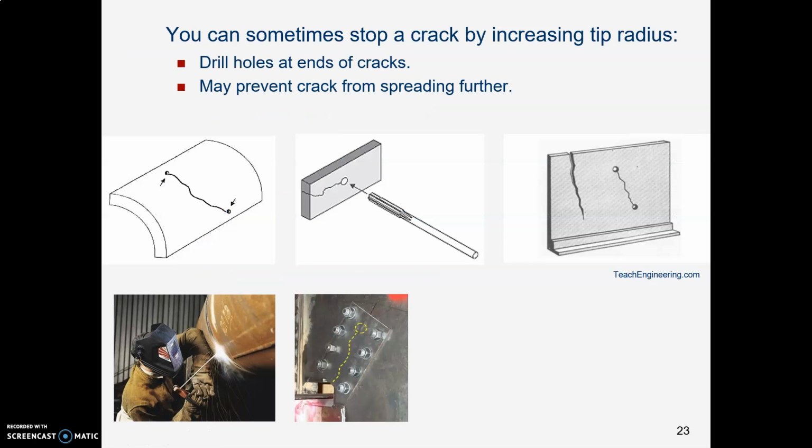You may have seen people doing crack repair in metal parts. So here is a welder who is filling a crack in some kind of round tube thing. What they do is they drill a round hole at each end of the crack first. And you can probably easily imagine, oh, that greatly increases the size of the radius.